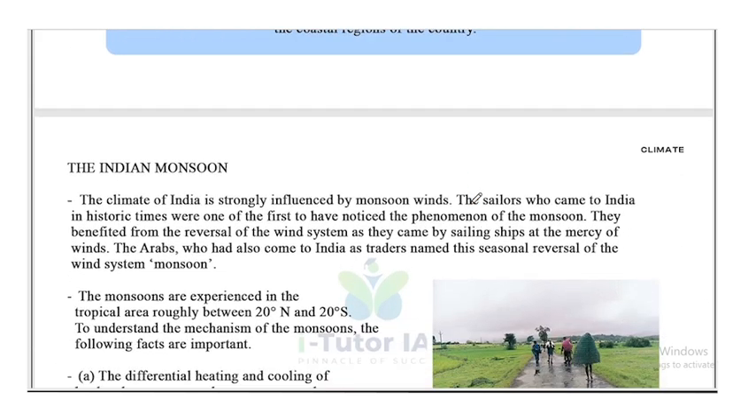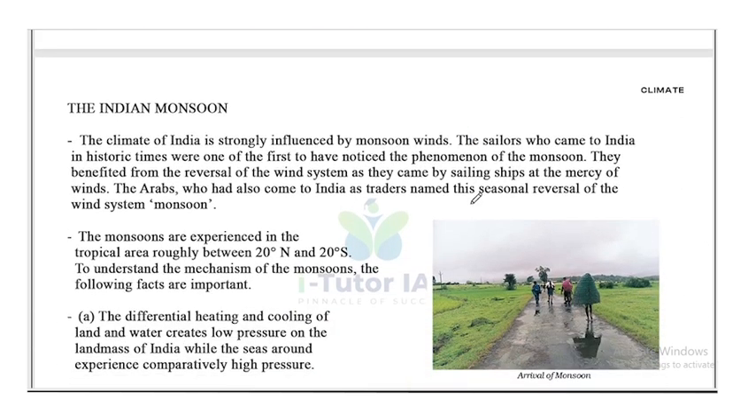Now, the Indian monsoon. The climate of India is strongly influenced by monsoon winds. We know the climate of India is also called a monsoon type of climate. The sailors who came to India in historic times were among the first to notice the phenomenon of the monsoon. They benefited from the reversal of the wind system as they came by sailing ships at the mercy of winds. The Arabs who had also come to India as traders named this seasonal reversal of the wind system monsoon.